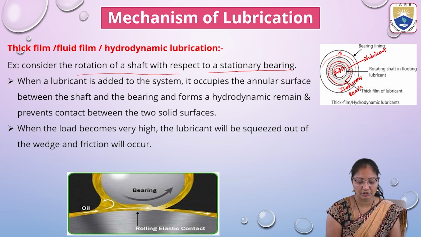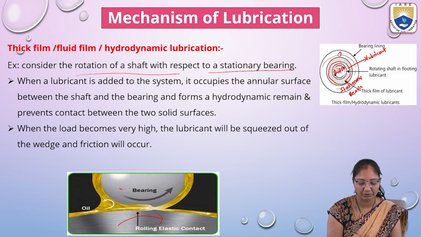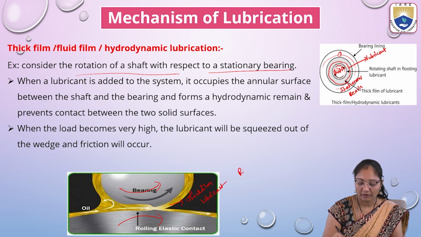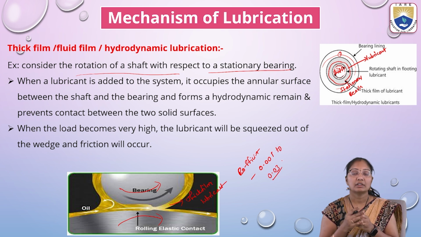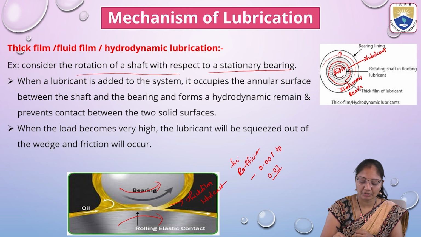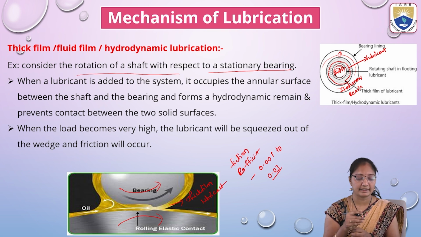Here we can see lubricant here also. This is the rolling surface, and this is also moving. It is moving this way and this is moving this way. Here the surfaces are separated by a lubricant, which is called a thick film lubricant. So the coefficient of friction will be 0.0001 to 0.003. So the friction coefficient will be very low in these cases.